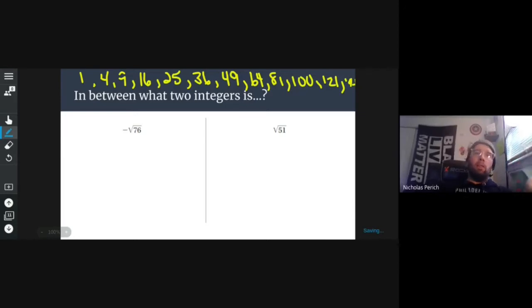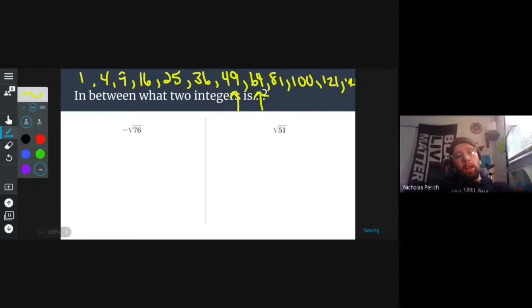What that means is the square root of 1 is 1. The square root of 4 is 2. The square root of 9 is 3. The square root of 16 is 4. The square root of 25 is 5, 6, 7, 8, 9, 10, 11, 12. I don't know what the square root of negative 76 is. Let's actually start with this one because it's easier. I don't know what the square root of 51 is. I don't. But you know what I do know? I know what the square root of 49 is. And I do know what the square root of 64 is.